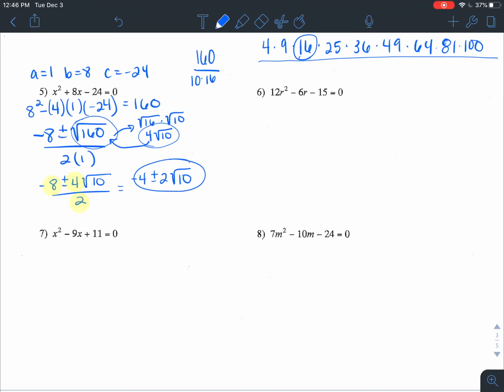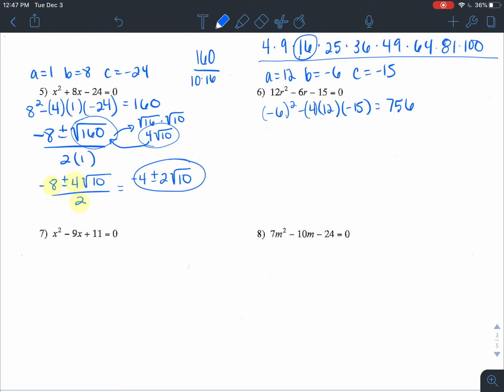All right, let's look at number 6. So again, starting with our A is 12, B is negative 6, and C is negative 15. All right, so we have negative 6 squared minus 4, put that in parentheses, times 12 times negative 15. Again, I cannot stress enough how important it is to make sure that you put stuff in parentheses exactly how I have it written on here. And then when you do problems on your own, that you do the same thing. All right, so this equals 756.